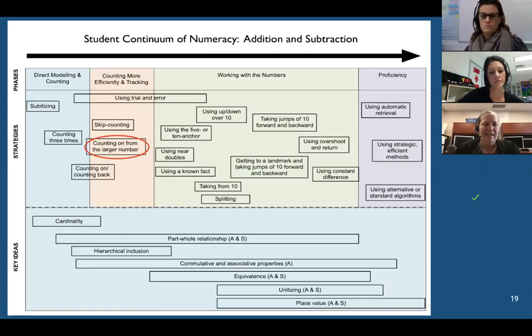The other one that we get asked a lot, and this is the last one we're going to talk about in this session, is counting on from the larger number. You probably all know what this one's going to look like, but we're going to model it. This one's in the orange, so this is going to be a counting on and tracking strategy. So this is what it would look like.